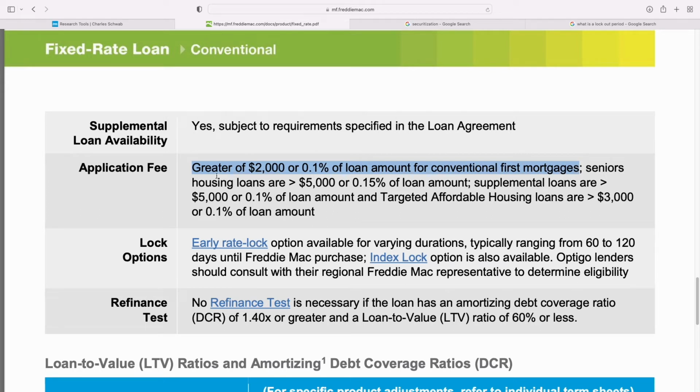mortgage, then you can expect your application fee to be $2,000 or 0.1% of the loan amount. If you're targeting affordable housing products, then you can expect your application fee to be $3,000 or 0.1% of the loan amount. Okay, we got that.